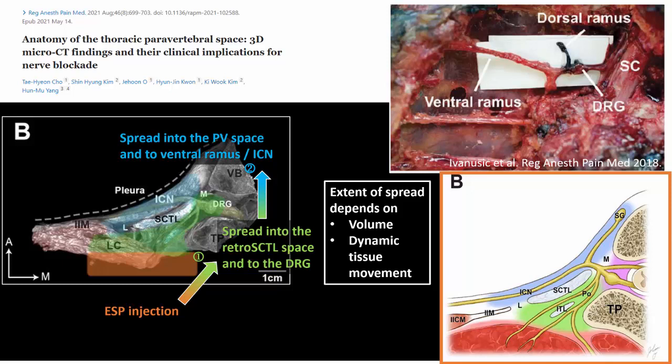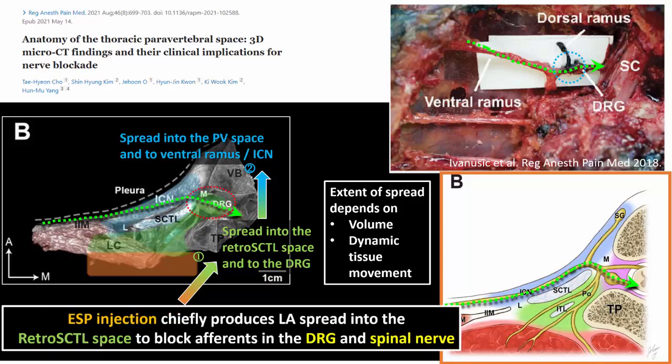Now, this was put forward as evidence that the ESP block could not work as claimed. However, these same studies clearly show that the dye tracks along the dorsal ramus to reach the spinal nerve and DRG. Sensory afferents from the intercostal nerves and the anterolateral torso will inevitably pass through the spinal nerve and dorsal root ganglion on their way to the spinal cord. And so they can be effectively blocked here in the retro-SCTL space.